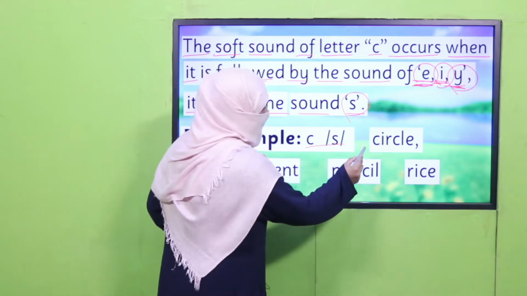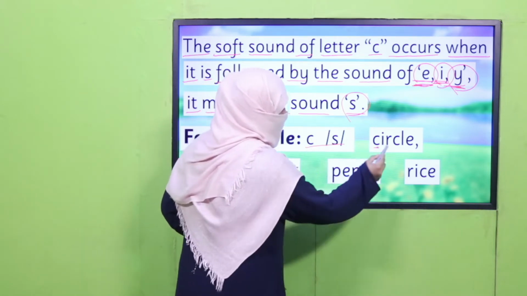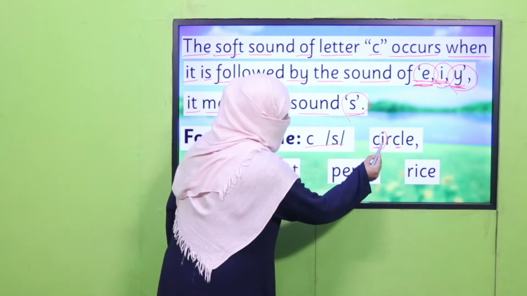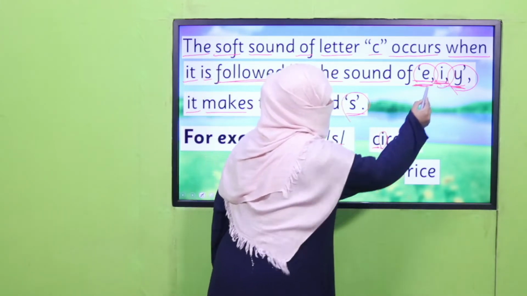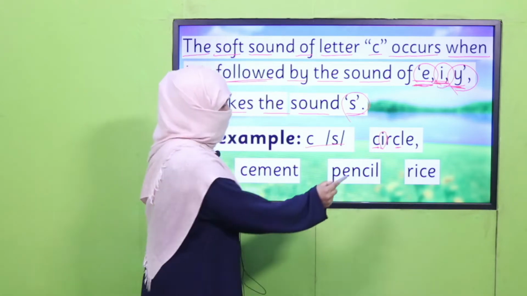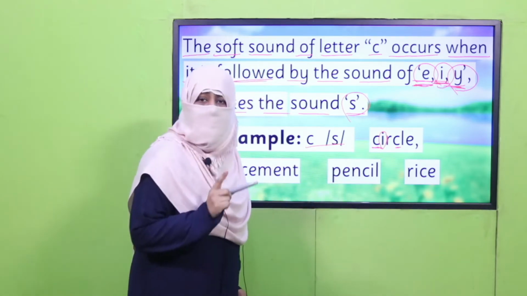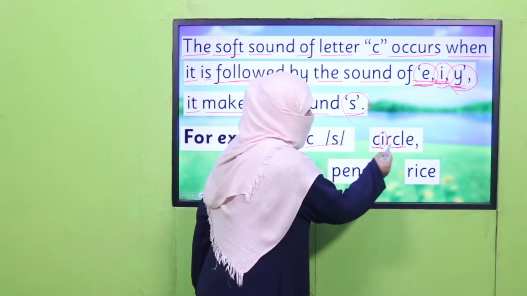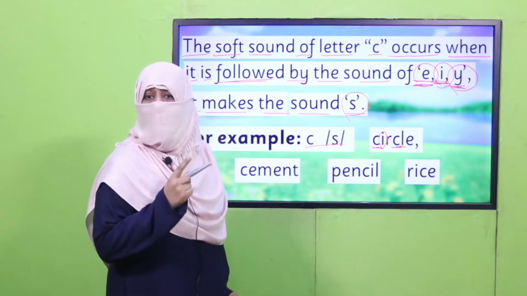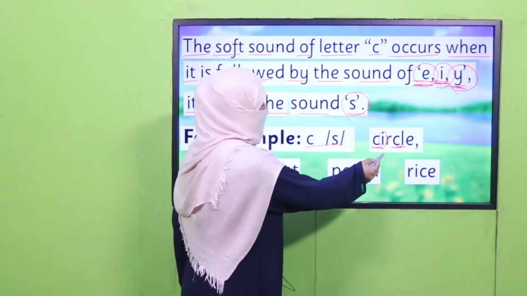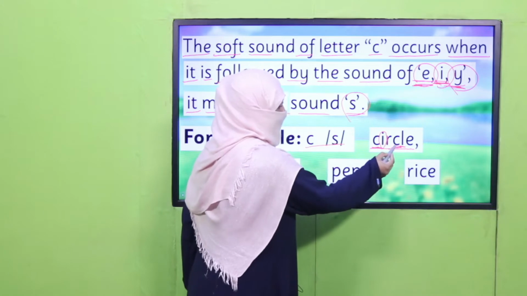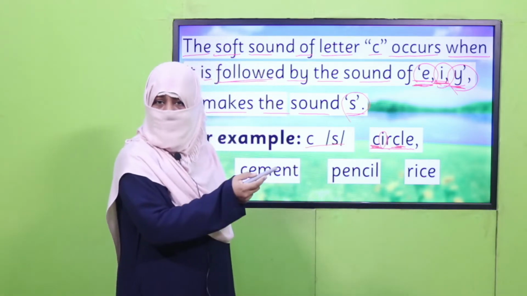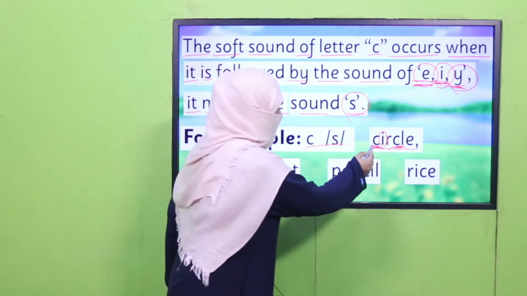Its example is, now you see there is one C here and one C here. This C is followed by I, and I is one of the letters we have mentioned here. That's why this C will have the soft sound, and this C, because it's followed by L, will have the hard sound. So how will we say it? Circle. This C is S and this is K. Circle. Okay, you got it?